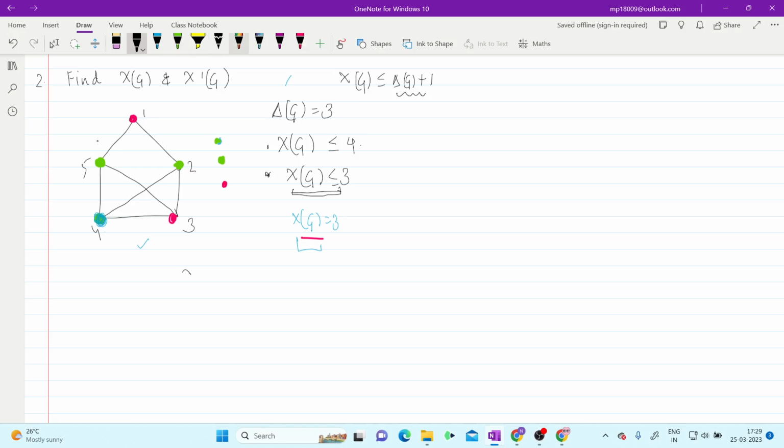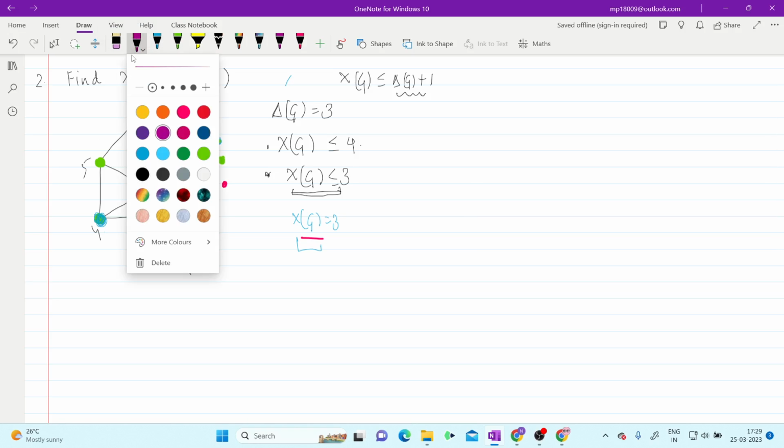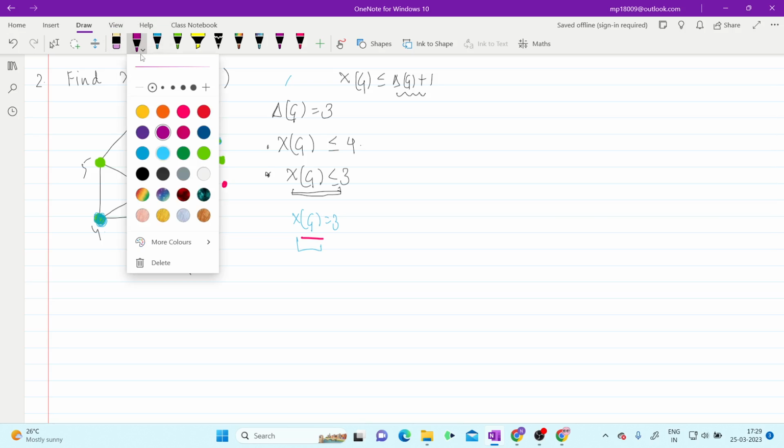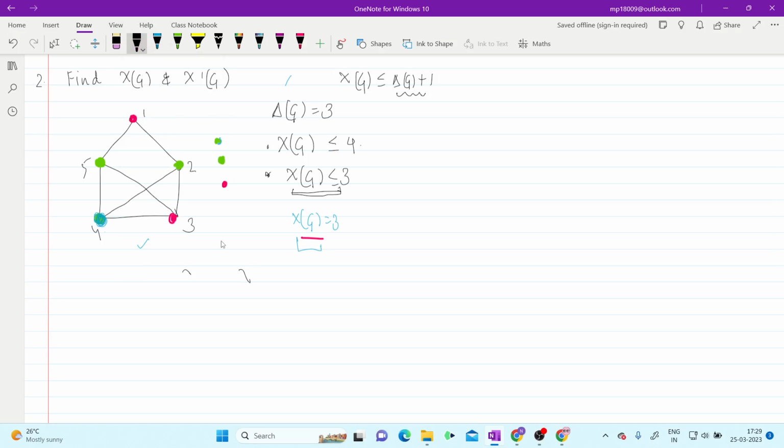Can we use an argument similar to the previous question? What will be the chromatic index? 3 or 4. 4, ma'am. Because how many edges do we have? We have 7 edges.